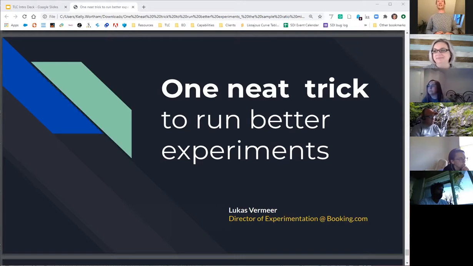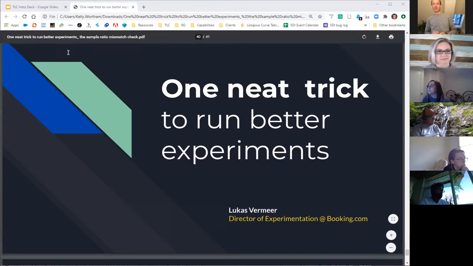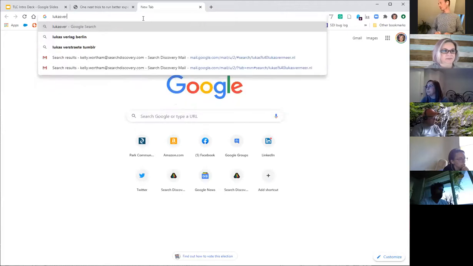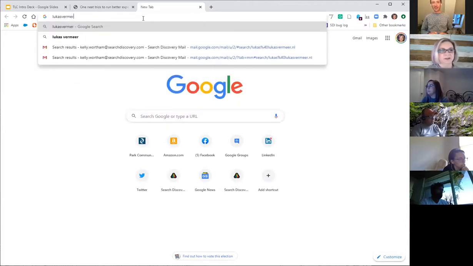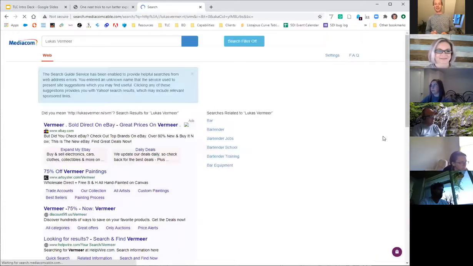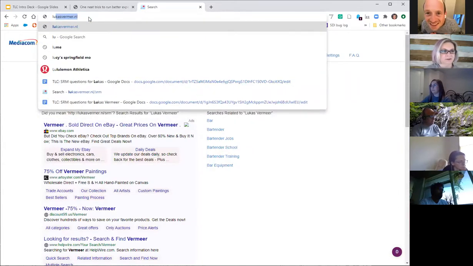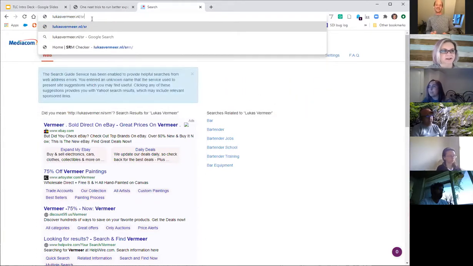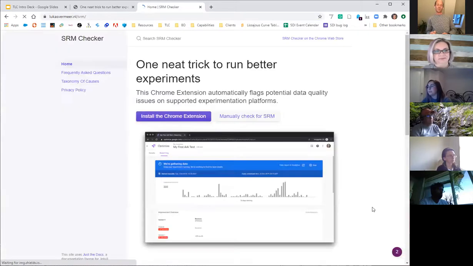Okay. So if you can open it up and just go to lukasvermeer.nl/SRM, for sample ratio mismatch. You type, I talk. Vermeer, my name, .nl for Netherlands. I'm Dutch. And then click on the manual calculation. Oh, that wasn't it. Lukas Vermeer. There's a double E at the end. Sorry. And then click on manually check for SRM.